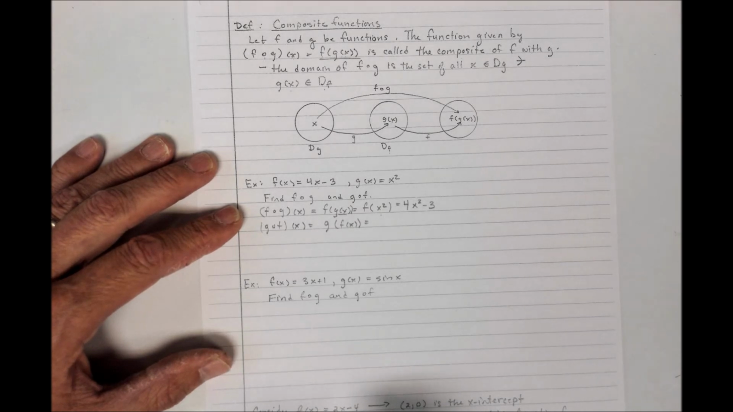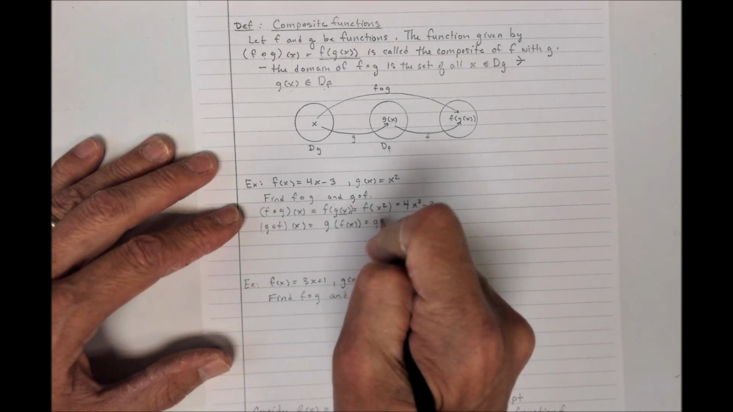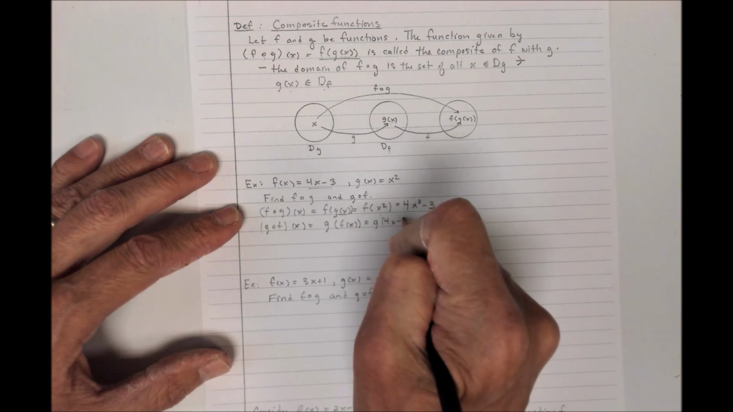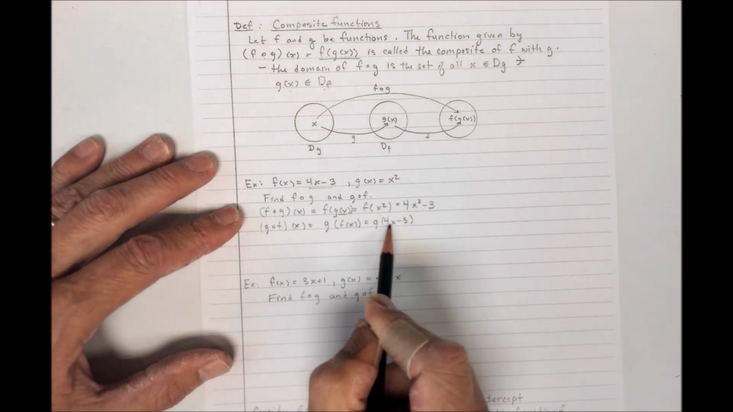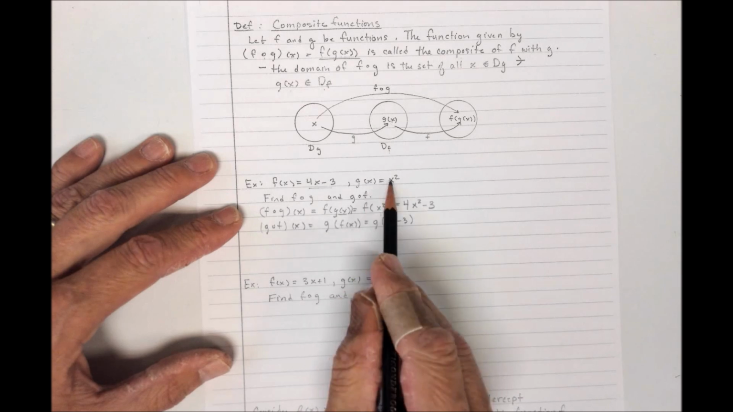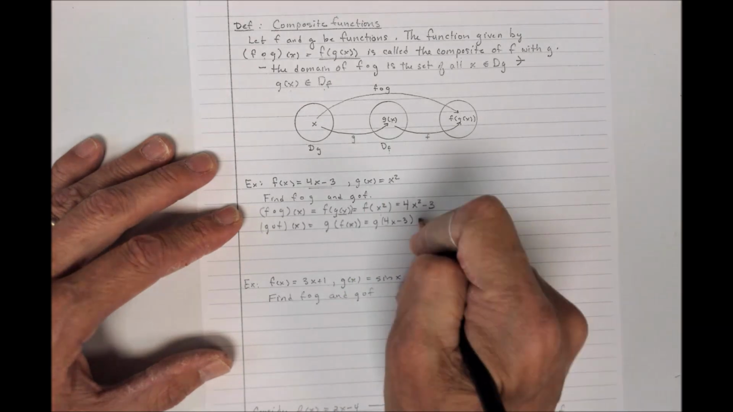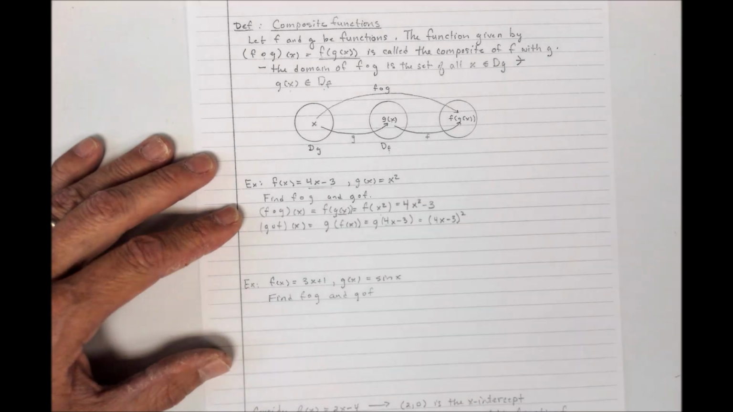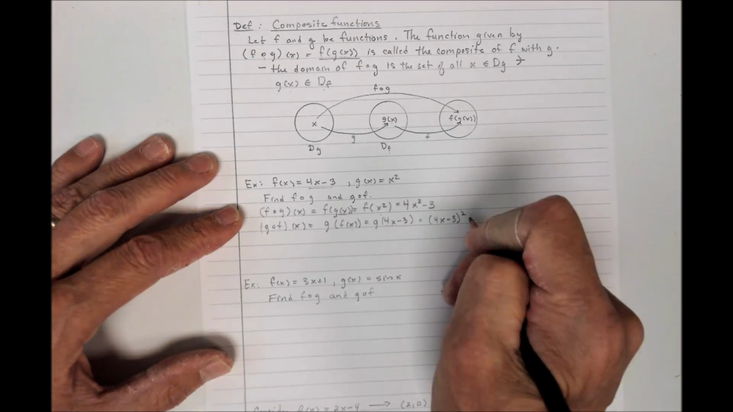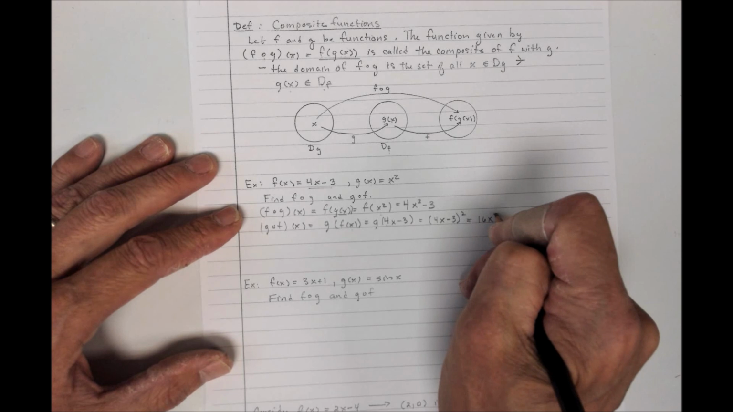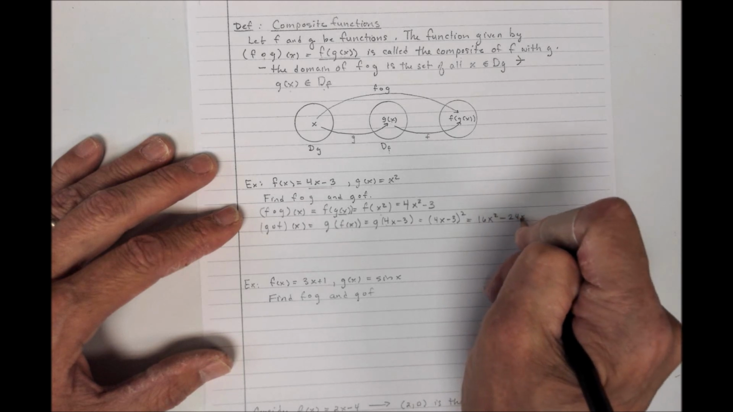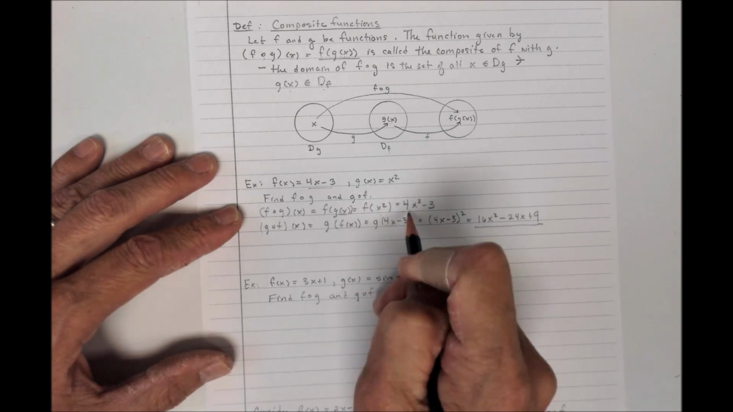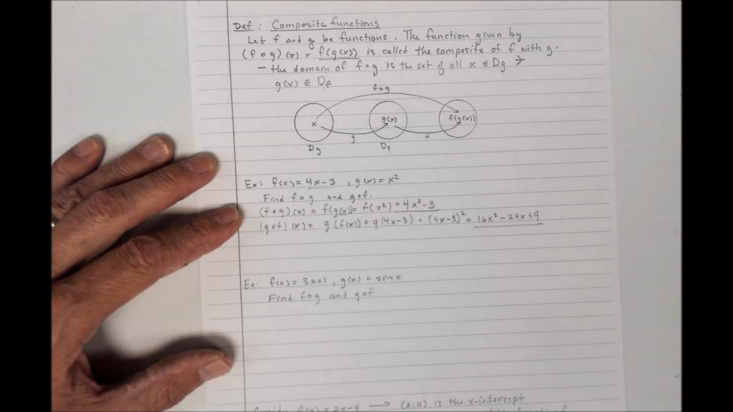G of f of x is g of, now in for f of x, I replace it with 4x minus 3. And now I'm going to replace all of this into the rule of g for my independent variable x. So I end up with 4x minus 3, and that gets squared. Now I'll probably go ahead and multiply this out. I get 16x squared minus 24x, I'm doing a little FOIL there, plus 9. And there, as you can see, I get two very different looking answers.